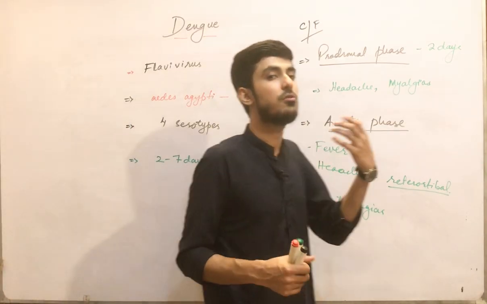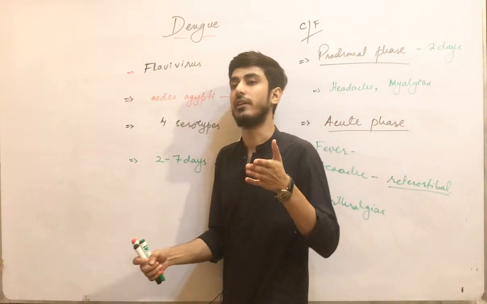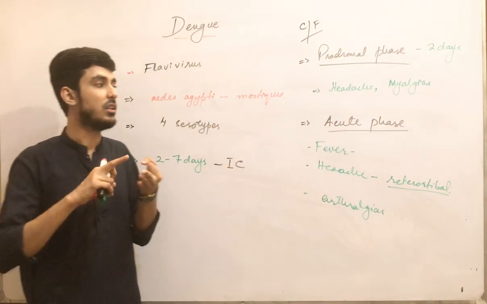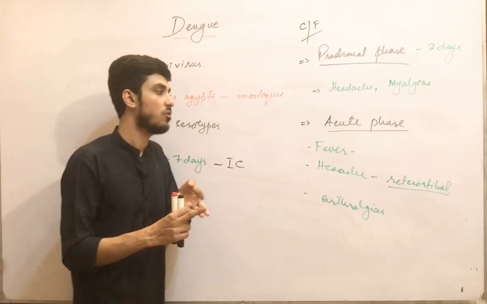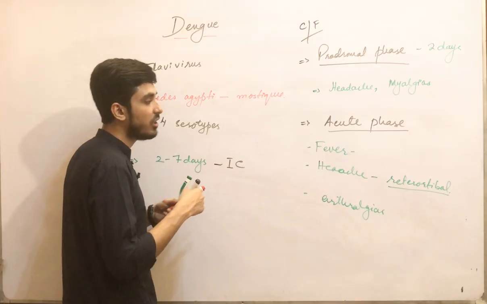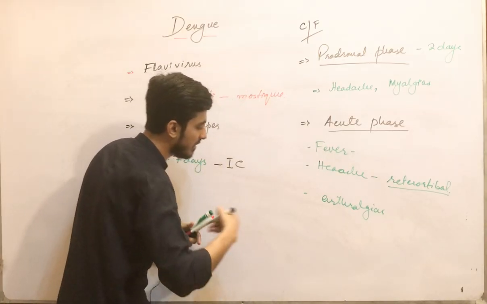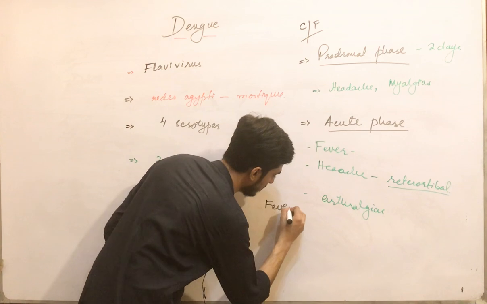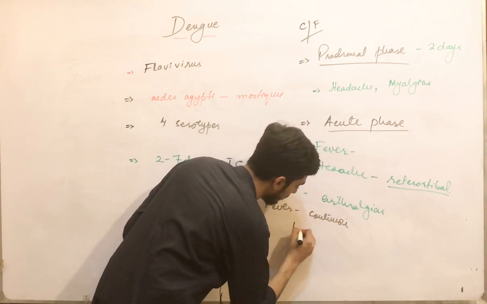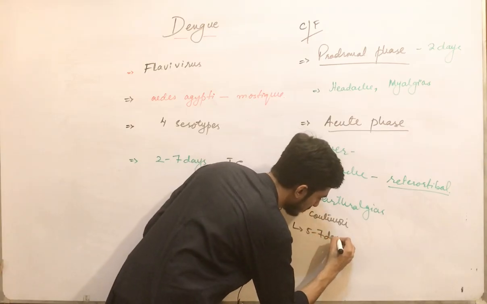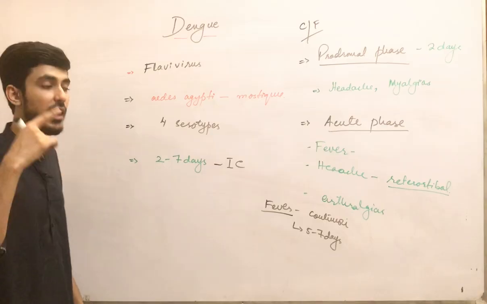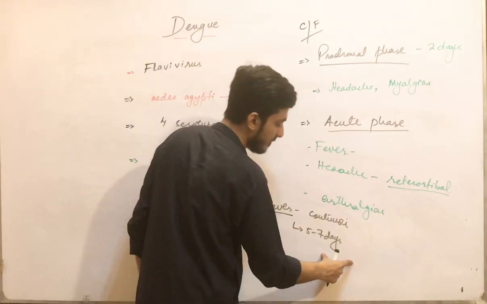On examination and clinical findings, we can have relative bradycardia, and we can also have lymphadenopathy, myalgias, arthralgias. So these are the clinical features of dengue. Now, what type of fever is there? Fever in dengue is basically continuous fever for about 5 to 7 days. Fever will be continuous, acute onset, high grade fever for about 5 to 7 days.